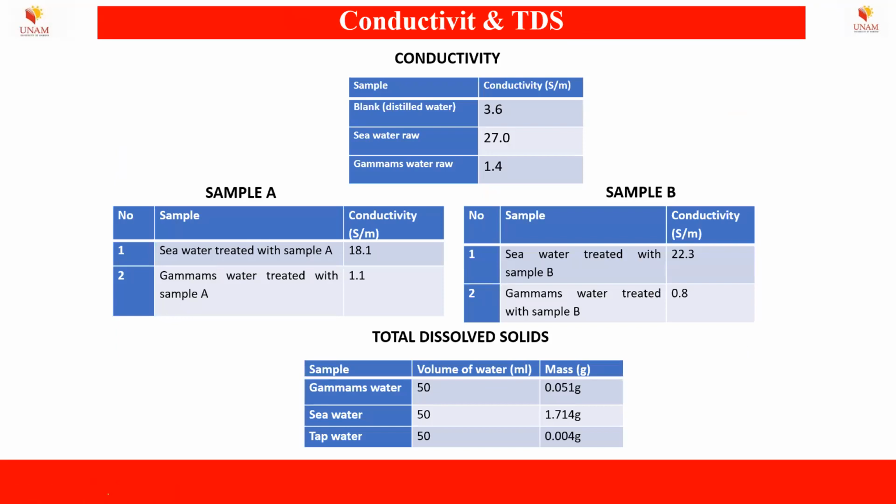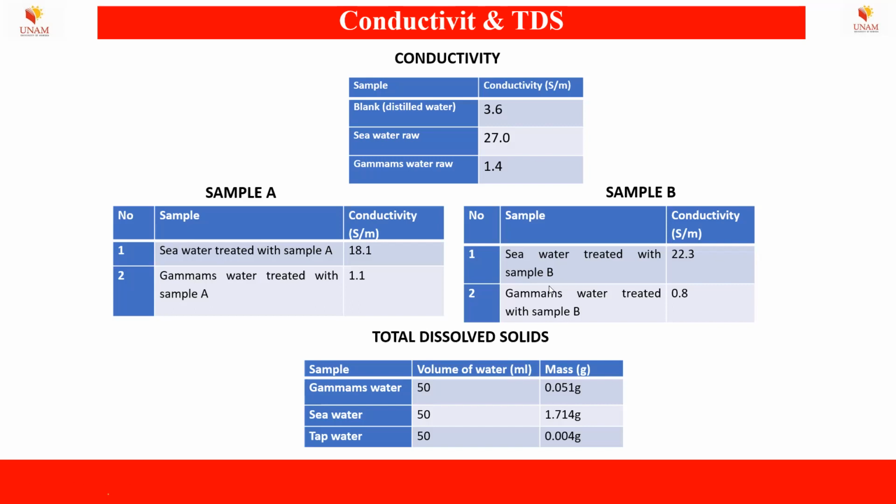Conductivity and TDS. Conductivity: blank distilled water showed 3.6, sea raw water showed 27, Gamams water showed 1.4. So from the conductivity point of view, from sea water, you can see how much salts are there. So naturally it will give more, 27. That is the reason. Then after treating with the AC, that conductivity of 27 of the raw water became less when treated with sample A, 18.1, and Gamams water 1.1.